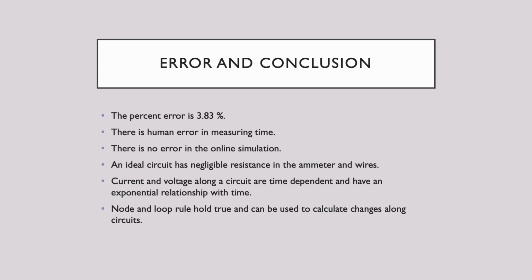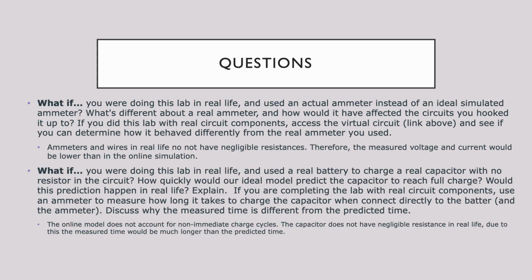So the current and voltage along a circuit are time dependent and have an exponential relationship with time, and the node and loop rule hold true, as they can be used to calculate changes along circuits. If this lab was done in real life and an actual ammeter was used instead of a simulated one, likely the ammeters and wires in real life don't have negligible resistances, so the measured voltage and current would be lower than in an online simulation.